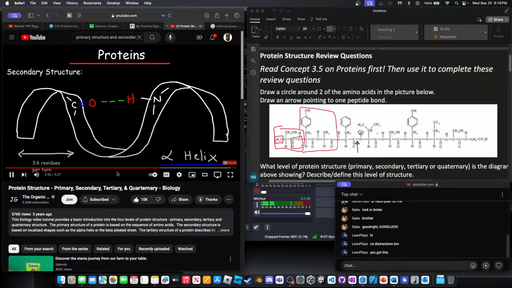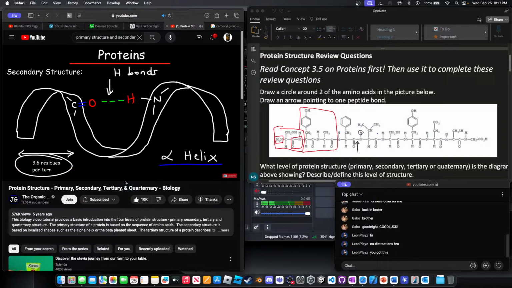The secondary structure describes the localized shape of a protein, and there's 2 of them that you need to be familiar with: the alpha helix and the beta pleated sheet. In the alpha helix, you can see that it's stabilized by hydrogen bonds. The NH group of one amino acid interacts with the carbonyl group of another amino acid, and each turn contains about 3.6 amino acid residues.